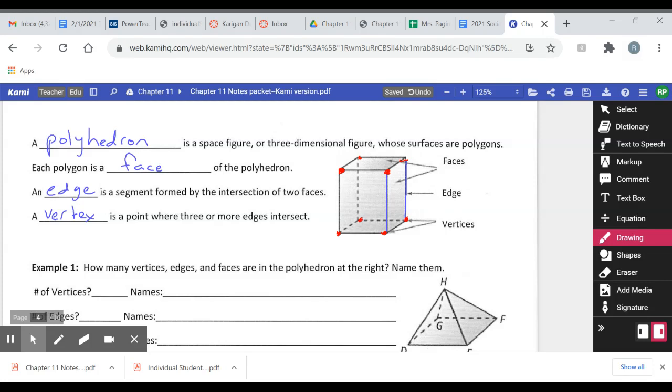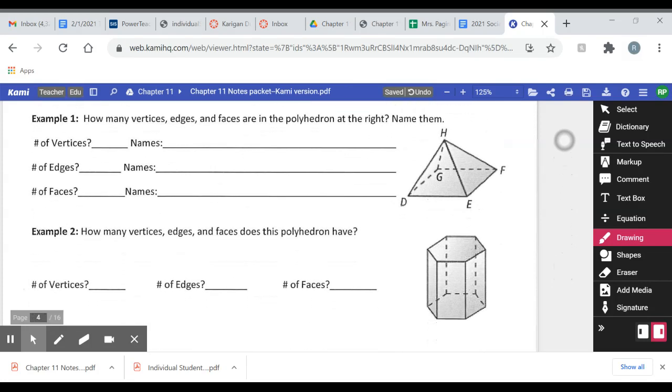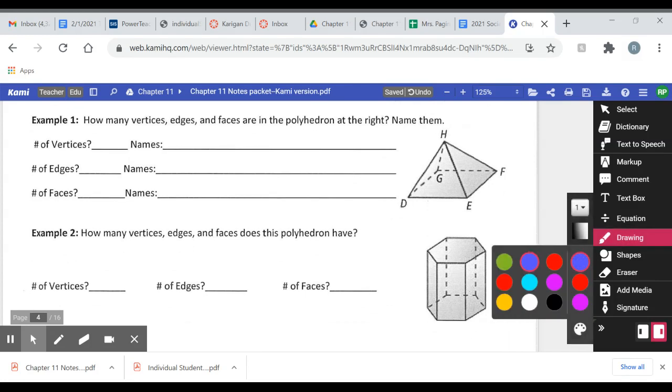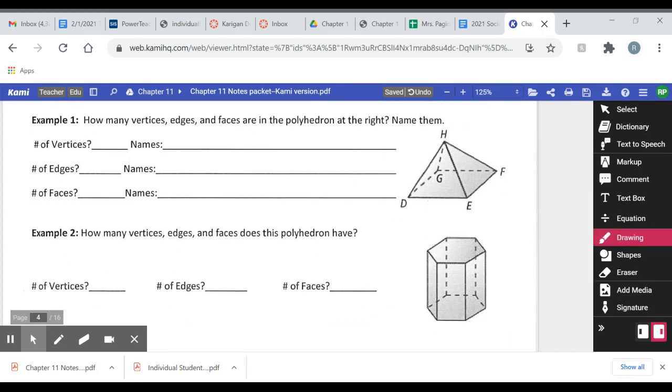All right, moving right along to example 1. It says, how many vertices, edges, and faces are there in the polyhedron at the right, and name them. So the vertices we just said are like the points. So point, point, point, point, point. There are 5. If we're naming a point, it's just the one letter, and we're going to put commas in between them: H, G, D, E, and F.